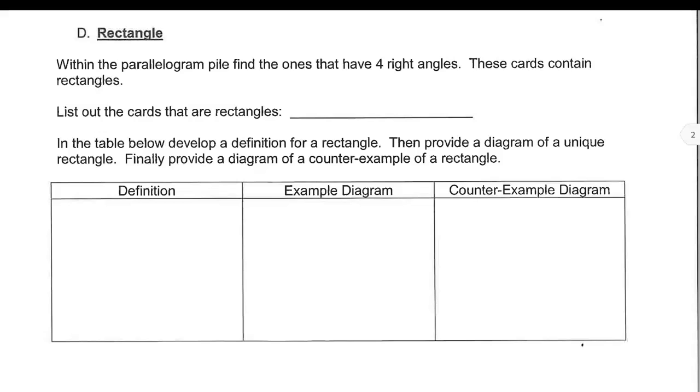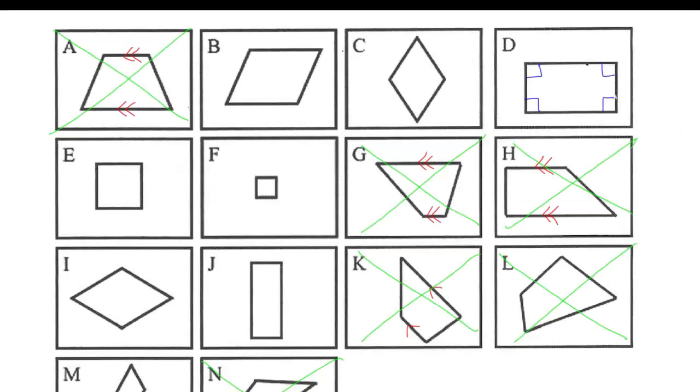Now we're going to look at this pile of remaining parallelograms and pick out the ones that have 4 right angles. When we do, we'll find the rectangles. Look at card D. That parallelogram has 4 right angles. Card E, that one does also. Card F, and there's one more. Which one is it? What we just did is take parallelograms and pick out ones that had 4 right angles. That is your definition of a rectangle.